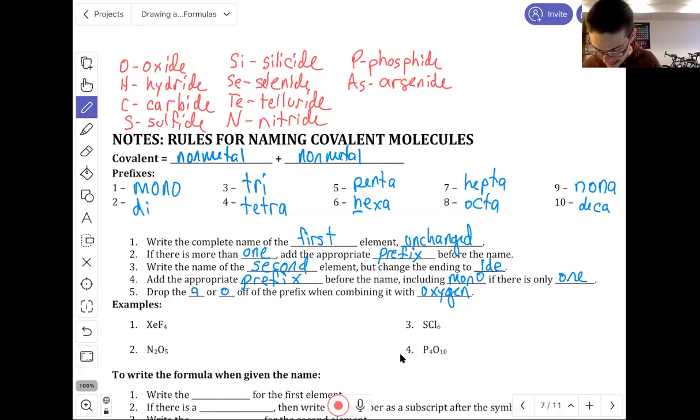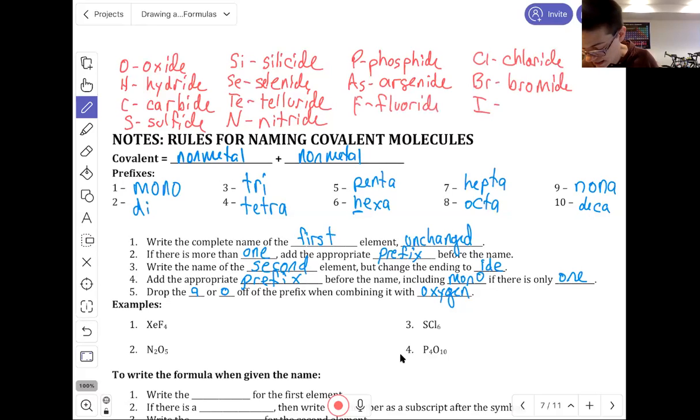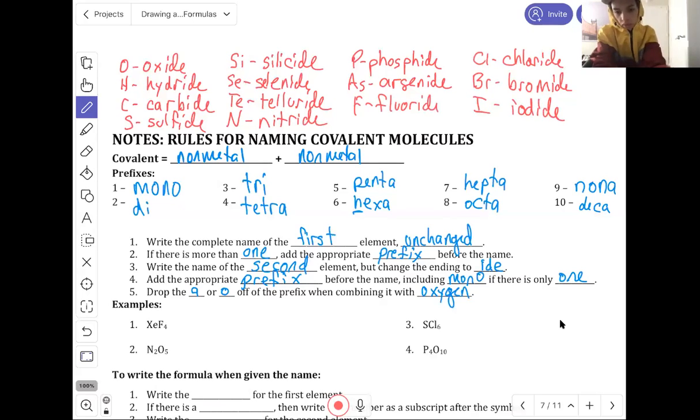And then these last ones I know you've heard. So fluorine, fluoride, right? That's in your toothpaste. Chlorine, chloride. Bromine, bromide. And iodine, iodide. And to me, iodide sounds funny.